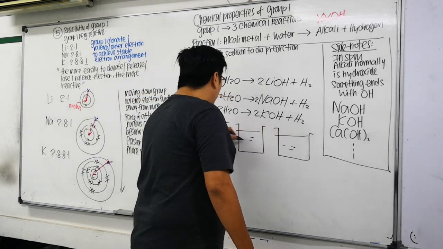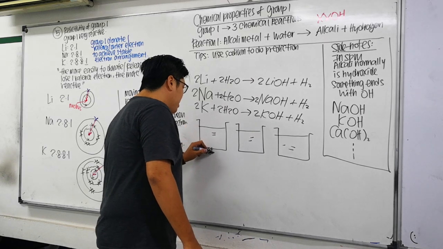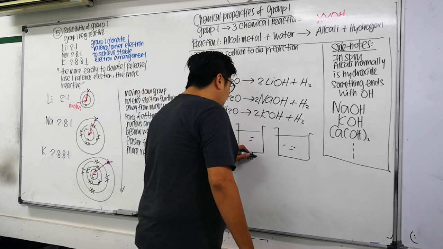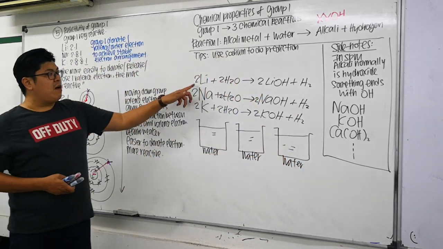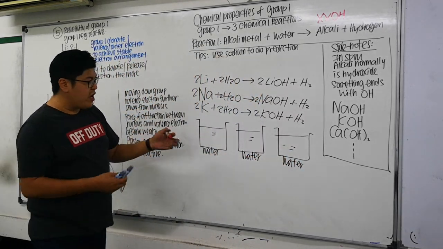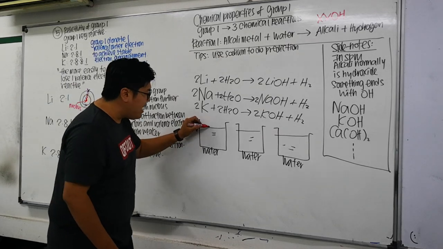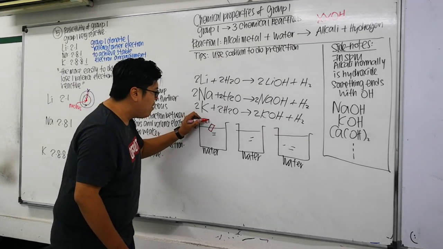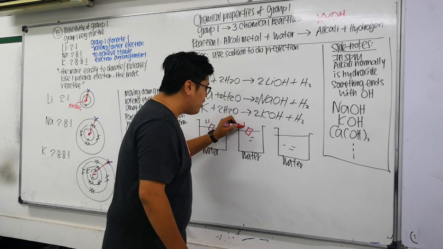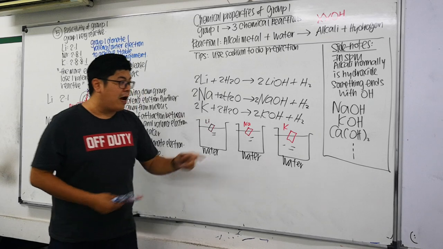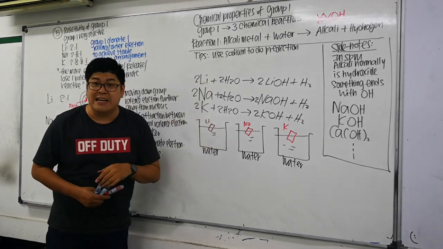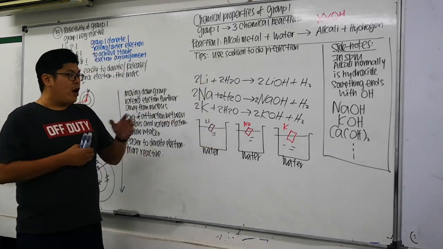We have water in all these three cups. You put in a piece of alkali metal. Here you put lithium, a piece of lithium. Here you put in a piece of sodium. Here you put in a piece of potassium. As you can see, alkali metal should float on water. It doesn't sink, understand? Okay, what will happen here?